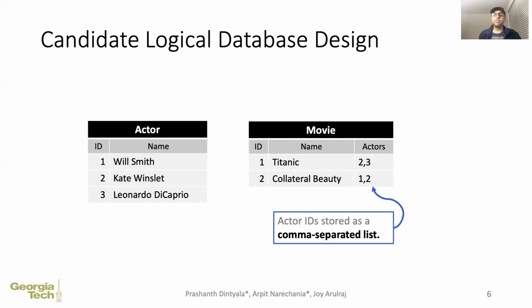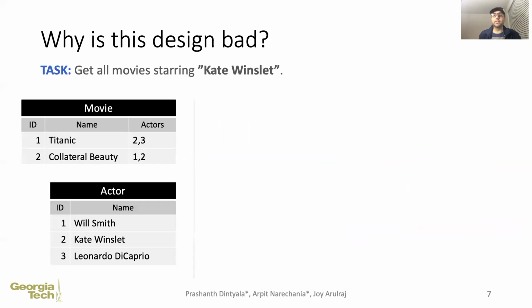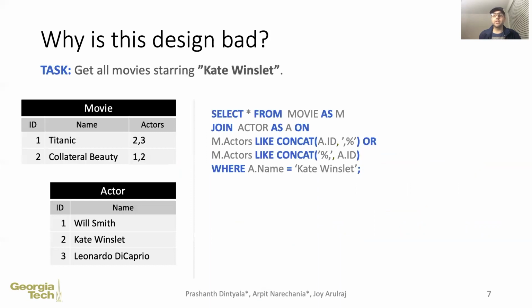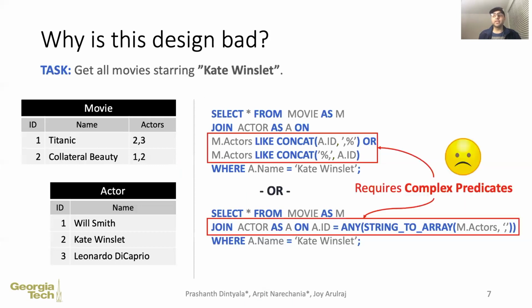Given this schema, we will look at an example task. Let us say we want to get a list of all the movies in which Kate Winslet acted. Given our database design, we can execute a query that joins the movie and actor tables either by using a join condition that uses complex pattern matching or by using a string processing technique like splitting for checking the join condition. It can be seen that the choice of our design increases the complexity of the predicates. This complexity arises because the developer decided to use a comma-separated list to capture the many-to-many relationship.